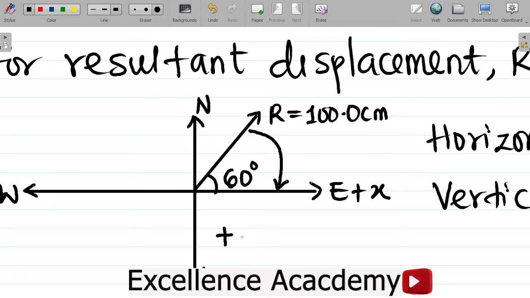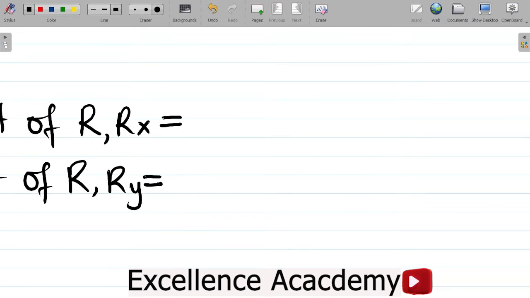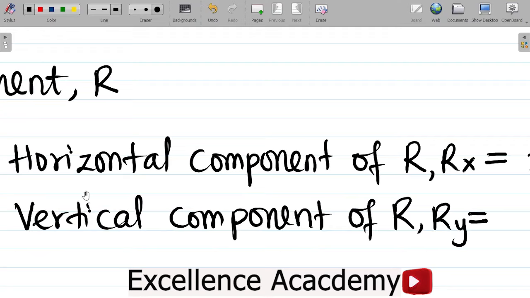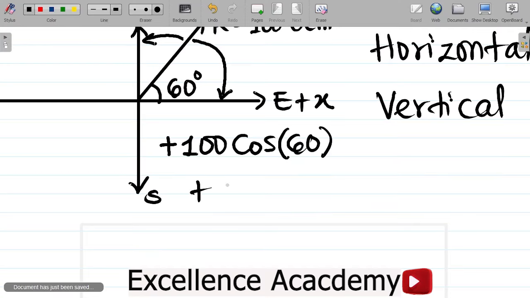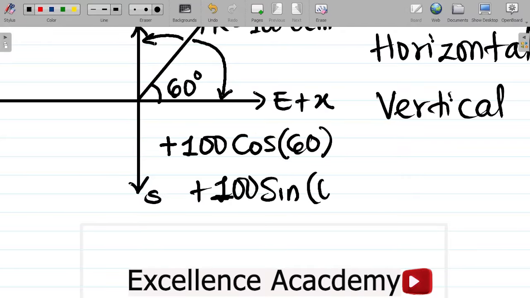The value of the resultant displacement is 100. For horizontal, you take the cosine of the angle. The angle here is 60 degrees. That becomes 100 cos 60. For the vertical component, I push this to the vertical axis, which is still positive y. So positive 100, and I'll use sine of the angle, 60.